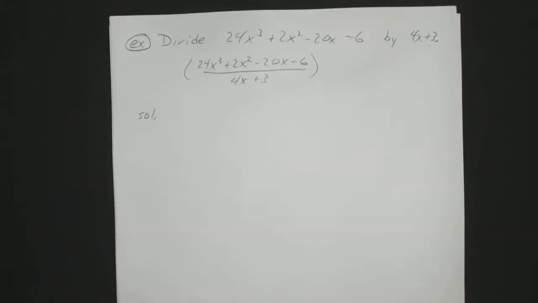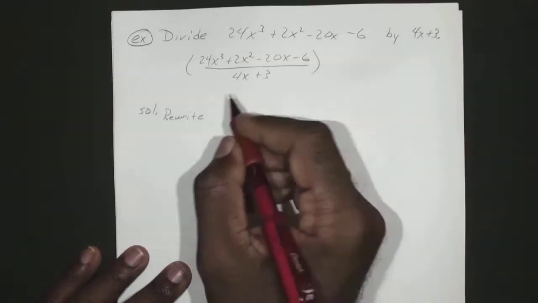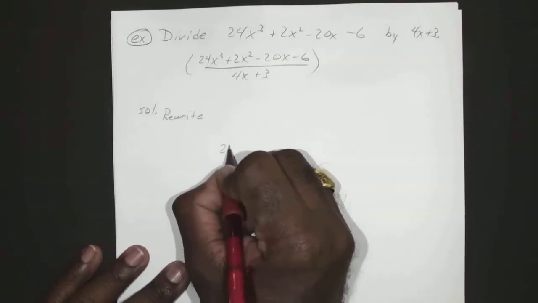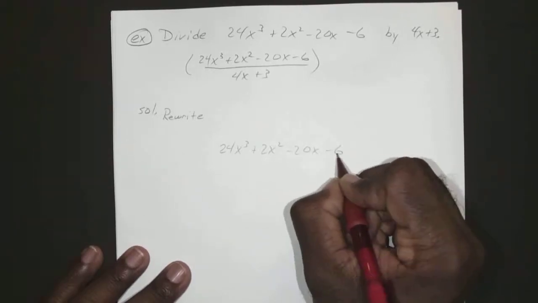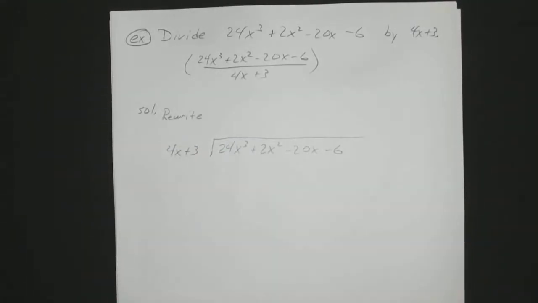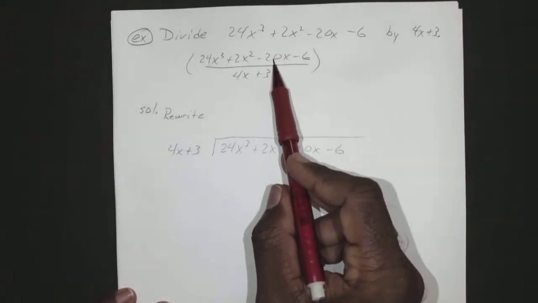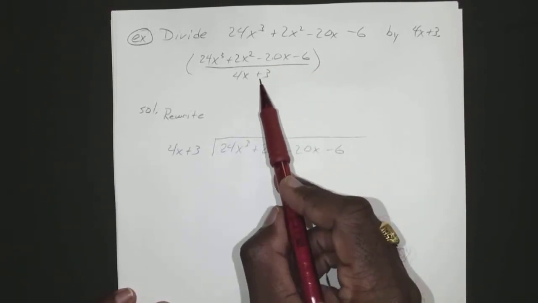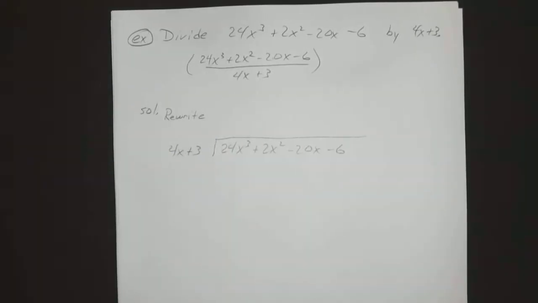Okay, so the first thing you want to do is rewrite it with the division bracket. Okay, so we have 24x to the third plus 2x squared minus 20x minus 6 divided by 4x plus 3. Okay. And just to make sure I put them on the right spot, I always say divided by as I'm writing the bracket. So if you go divided by, then you know 24x to the third and all of that divided by 4x plus 3 is just all of that divided by 4x plus 3. So it's kind of my little trick to remember it.